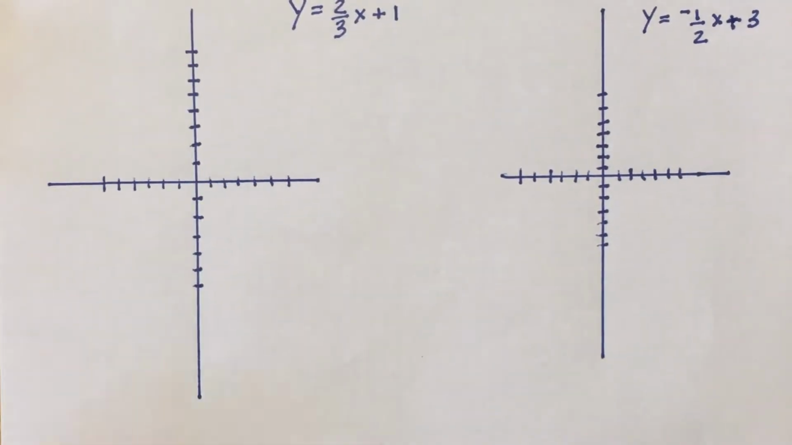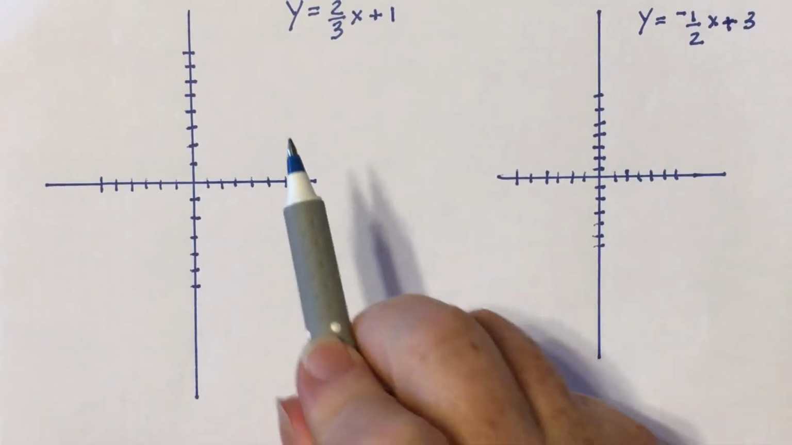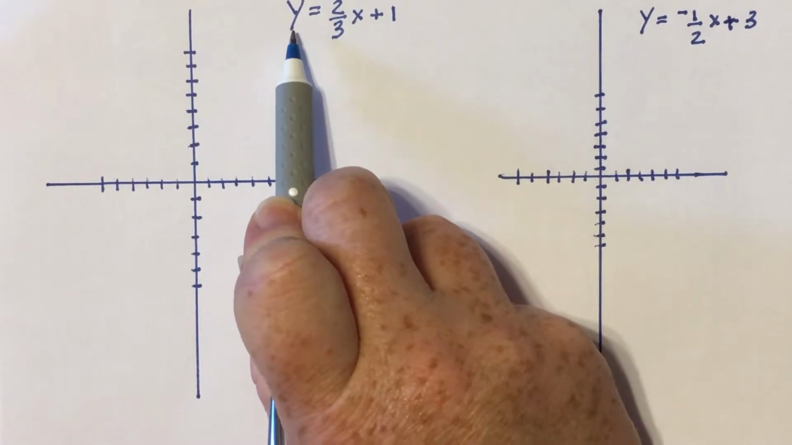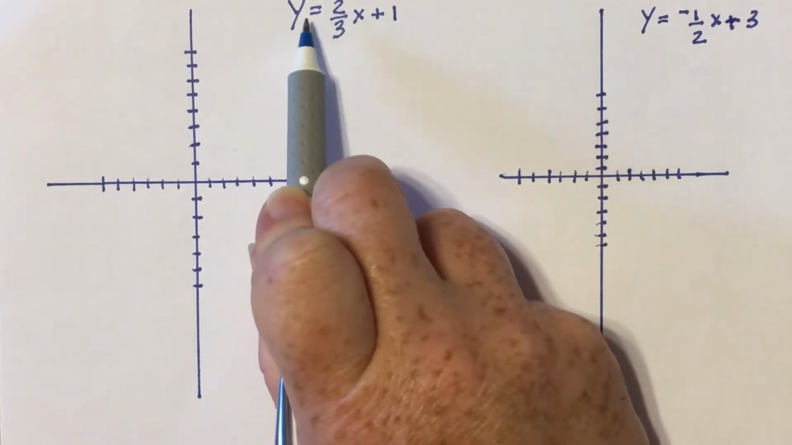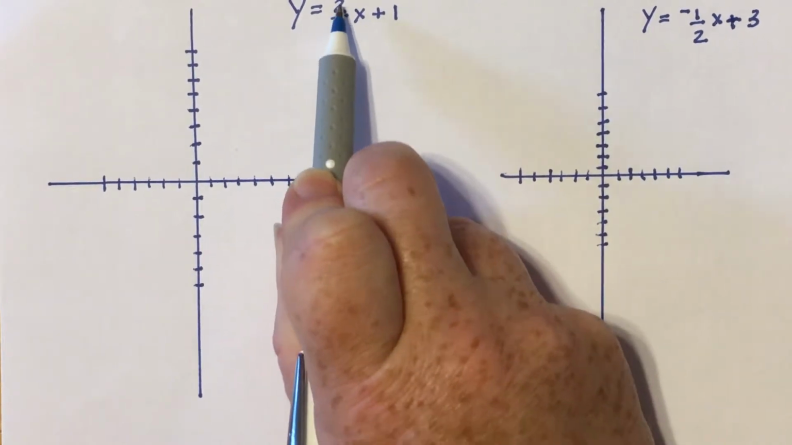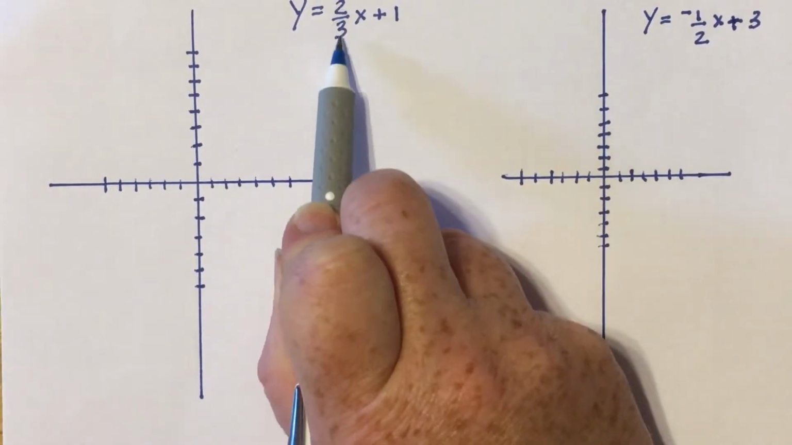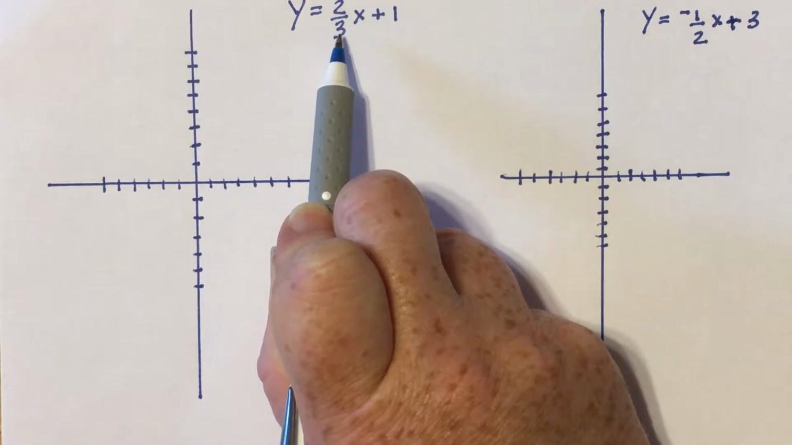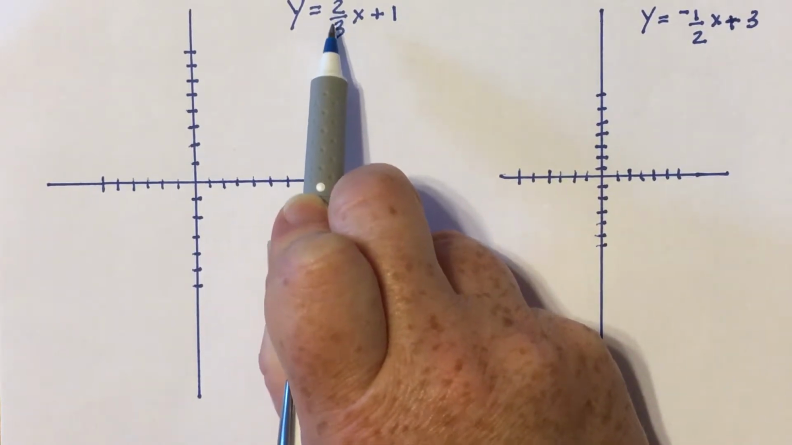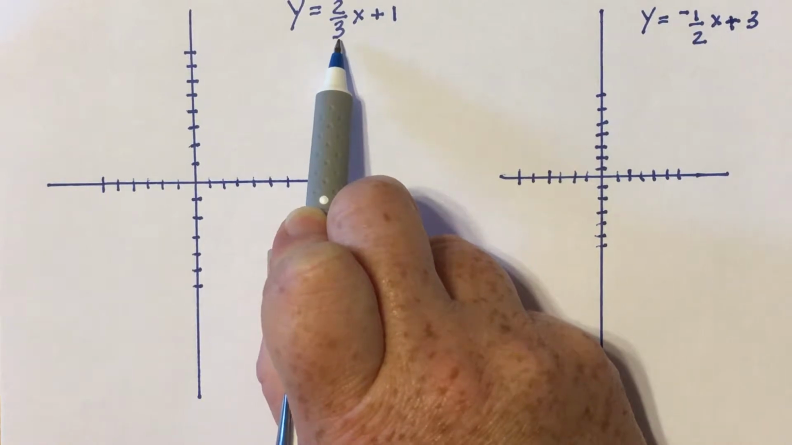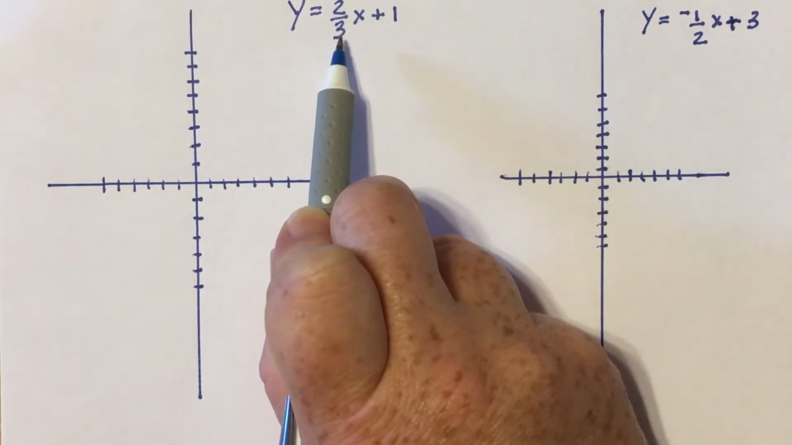I'm going to show you how to graph a linear equation that is already in slope-intercept form. I'm going to start with this one right here that says y equals 2/3 x plus 1. Now, when you have the slope that is already in a fraction form, you just use the top as how much you're going to go up and the bottom with how much you're going to go right.